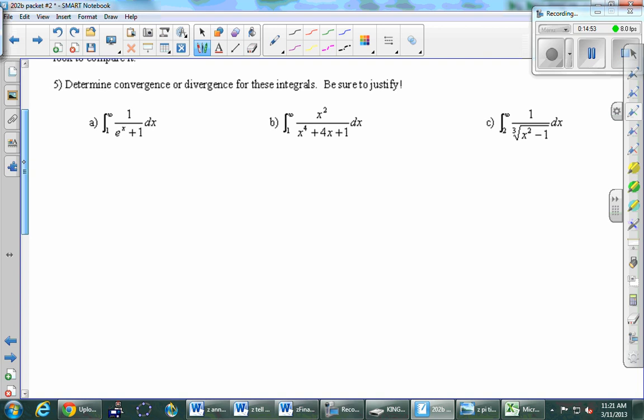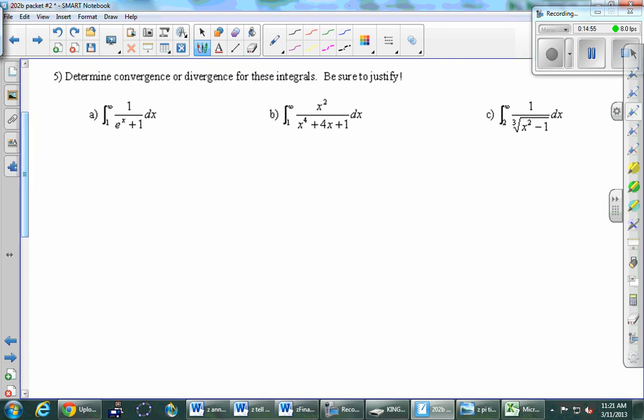Okay, so let's take a look at 5. Determine convergence or divergence. And again, we're not trying to figure out what anything converges to. The answer I'm after isn't "the first integral converges to 5.3", it's "the first integral converges" or "the first integral diverges." Those are the two possible answers. Okay, again, 1 over e to the x plus 1. I have no idea how to find an antiderivative of that.